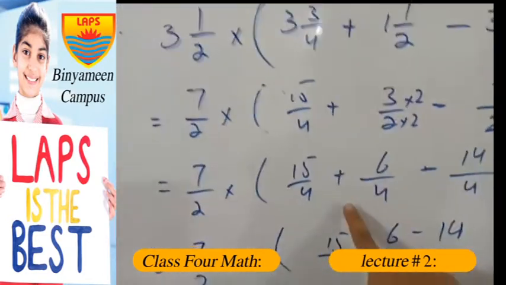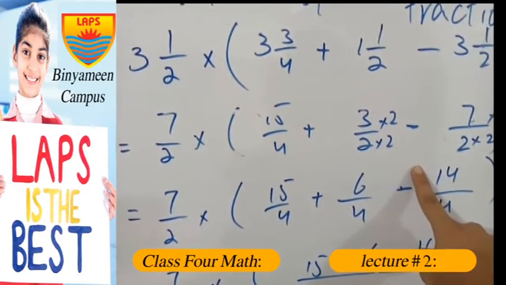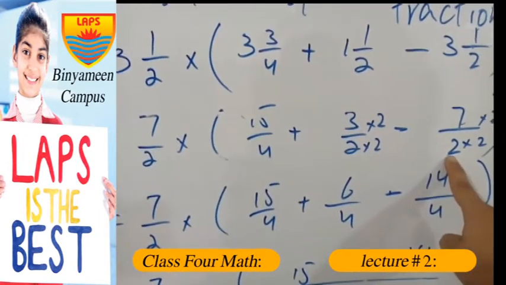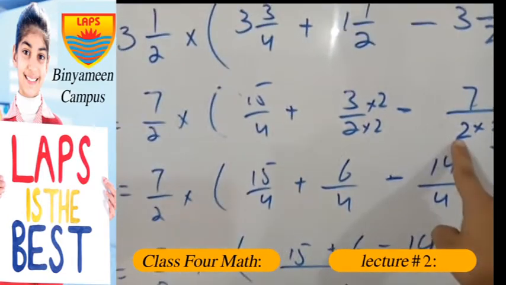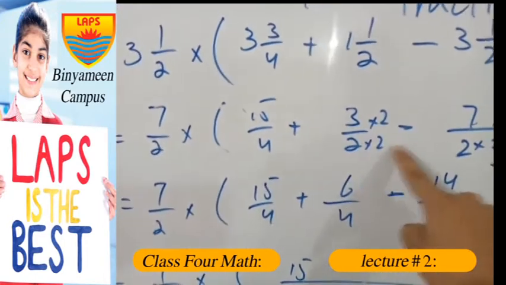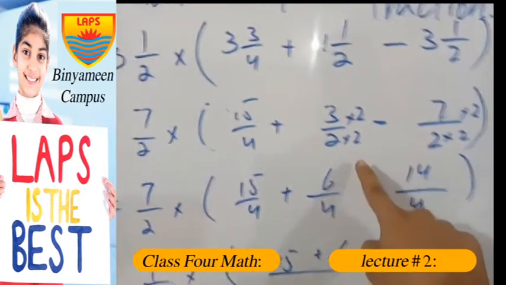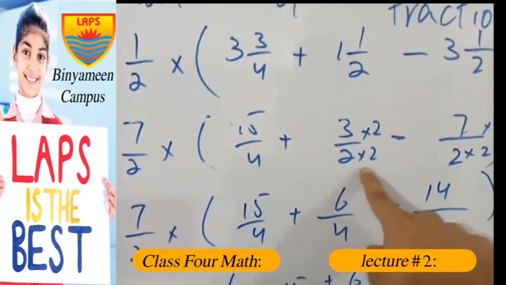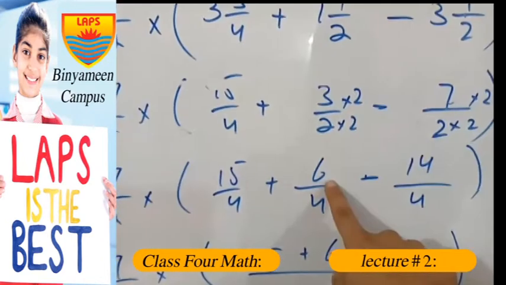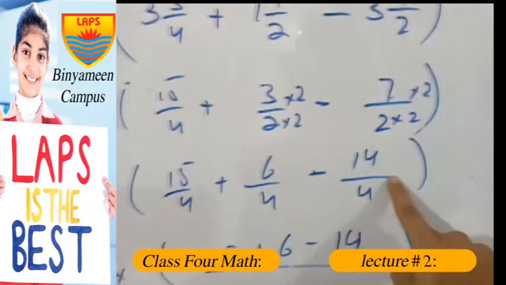Now we have to perform some addition and subtraction in this bracket. For that we have to make all these fractions into like fractions. Like fractions are those which have the same denominator, like the first one, 15 over 4. So we have to make all of these fractions with the same denominator of 4, and for that we have to multiply the first fraction by 2, because 2 times 2 makes 4, and 3 into 2 makes 6, and like that 2 multiplies 2 makes 4, and 7 multiplies 2 makes 14.